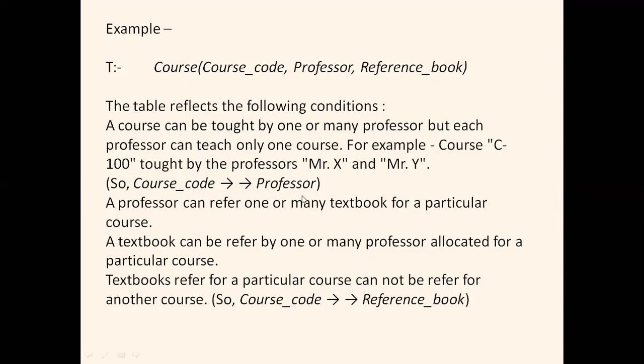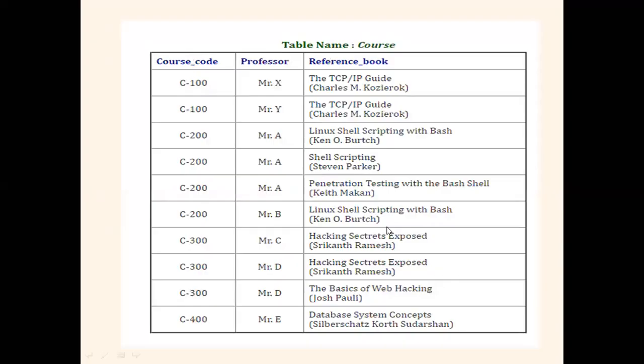So here what do we have? A relational table. Let us have the data over it. This is the data we have: C100, C200, C300 and C400. These are the four courses. DBMS is being taught by a number of faculty, here Mr. X and Mr. Y. Other computer networks, that is C200, is being taught by Mr. A, again Mr. A, but both are using different books.